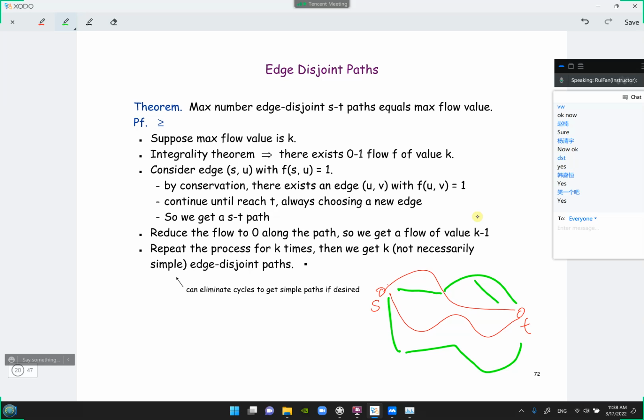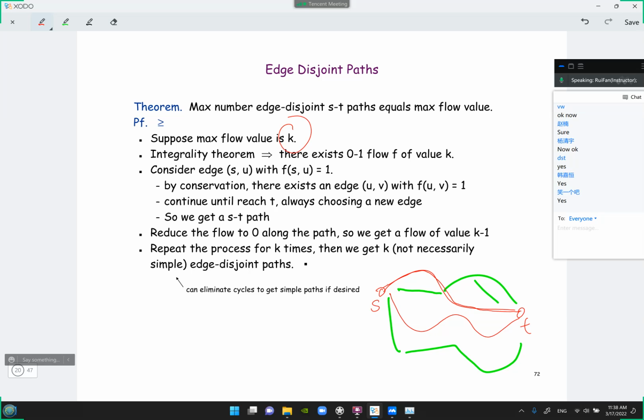So what we're going to do is only look at the edges which are used, and then try to find a path from S to T. It's guaranteed that there is a path from S to T because you managed to send k units of flow. So the flow has to get from S to T in some way. There has to be some path by which you can get from S to T. So we're just going to find one of those paths.